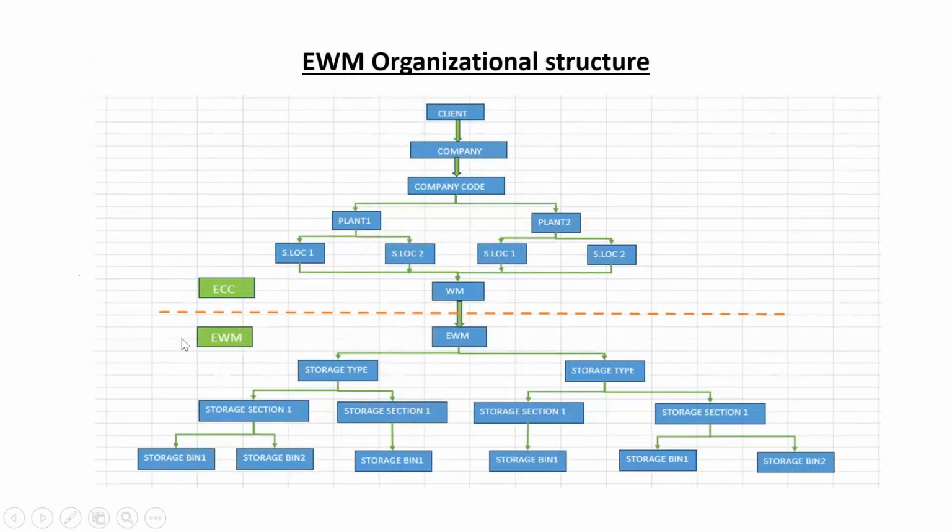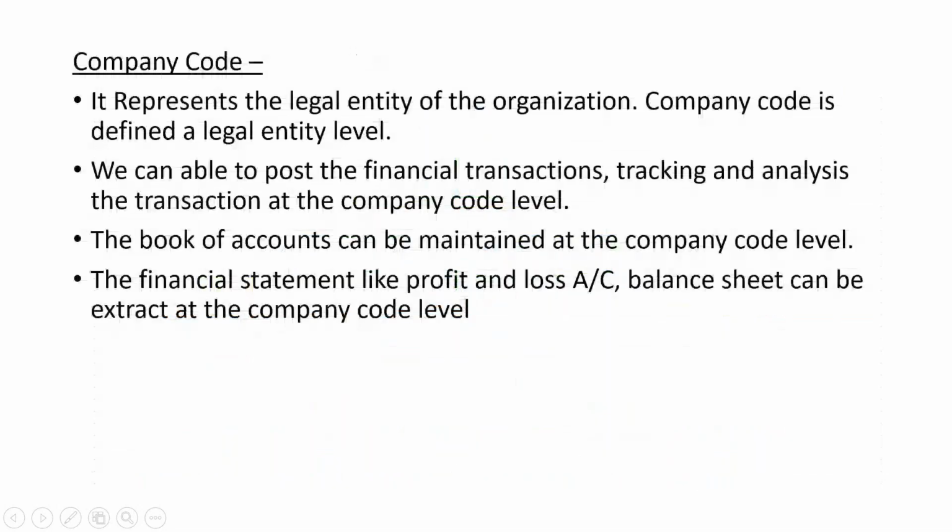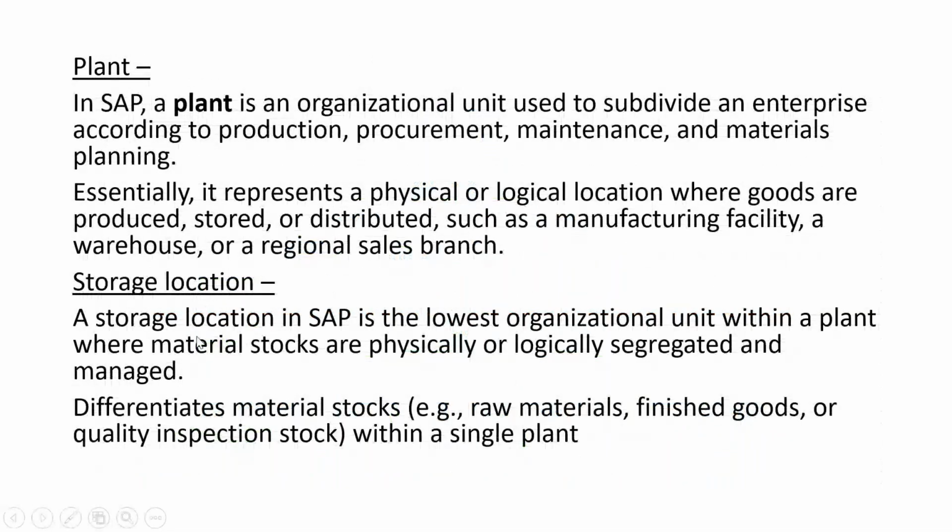In simple ways, to operate our warehouse, these are the organizational elements that are required. In other words, a storage location in SAP is the lowest organizational unit within a plant where material stocks are physically or logically separated. So what does physically mean? Physically means, let's say, raw materials, finished goods, quality inspection goods. So logically they are separated.